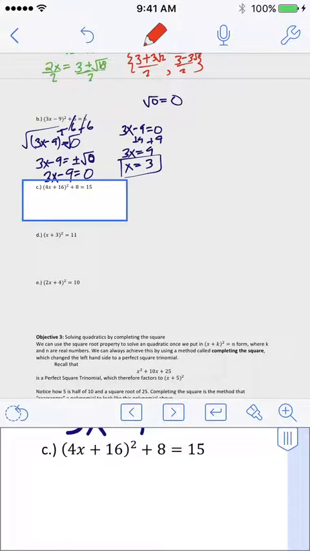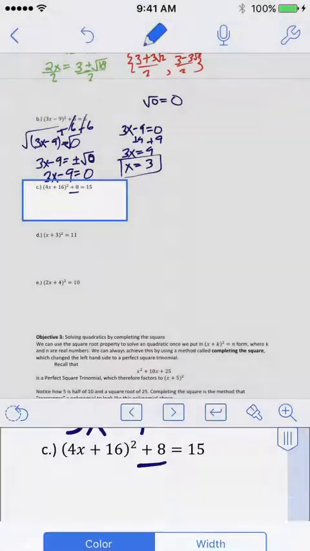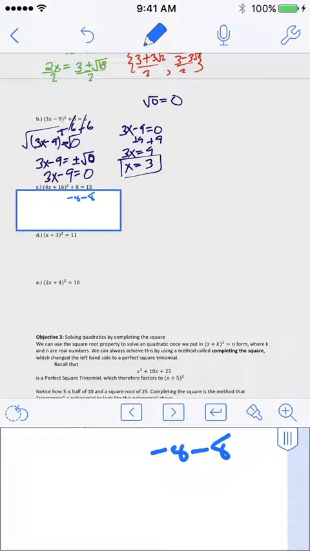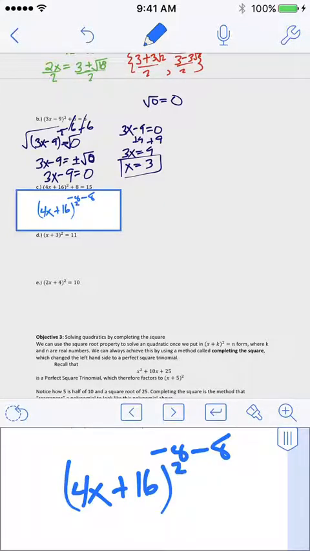Okay, let's try another one. Again, we have something extra on this side. Let's do a big blue. Something extra on this side we should take care of first. So let's subtract 8 from both sides. We end up with 4x plus 16 quantity squared equals 7. Okay, good. That's a 7.